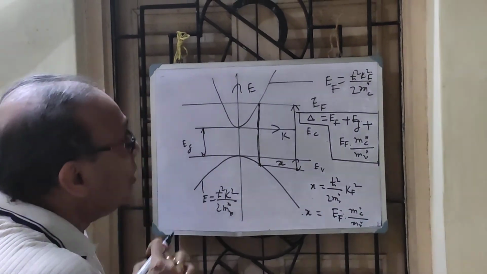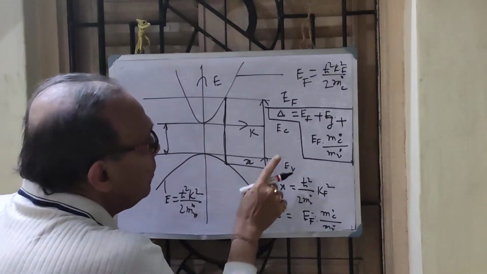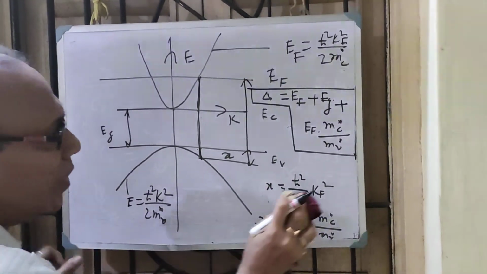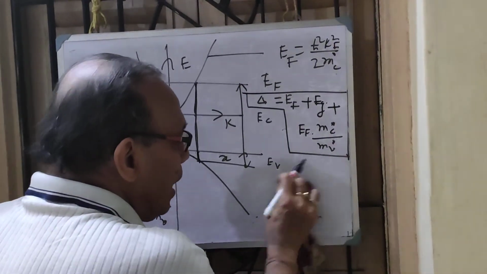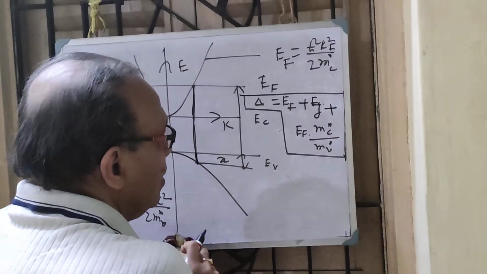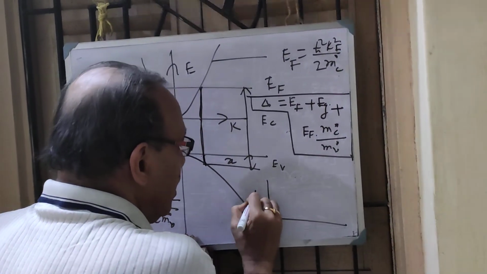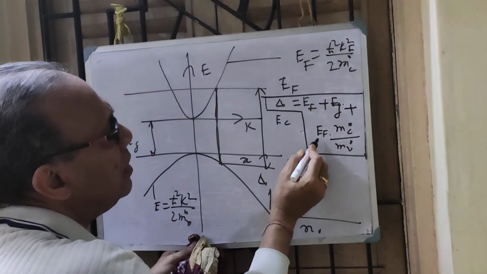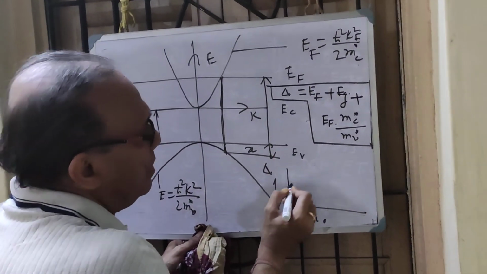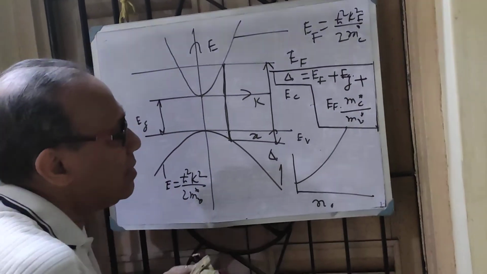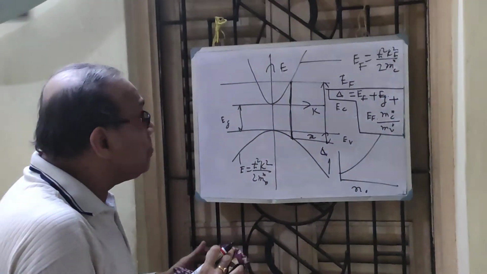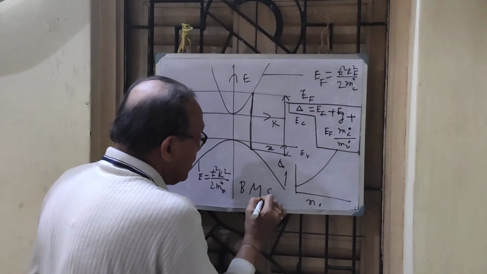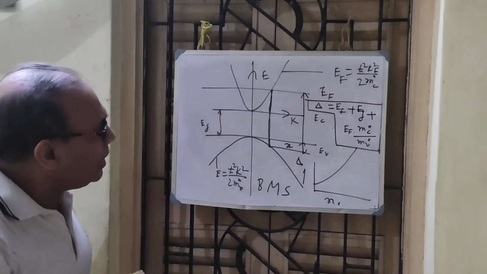As n0 increases, EF increases, delta increases. Therefore, if I want to plot delta versus n0, as n0 increases, EF increases, delta increases. Therefore, my plot will be like this. This was the very important BMS shift.